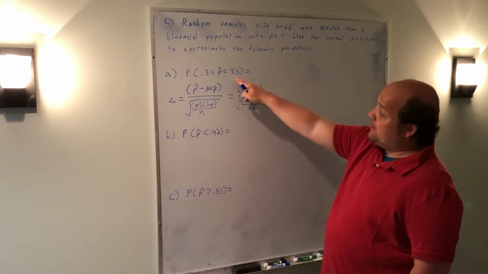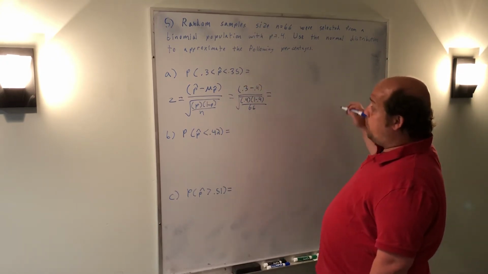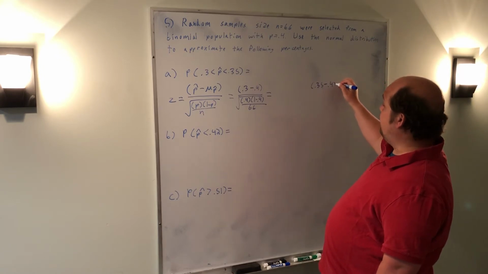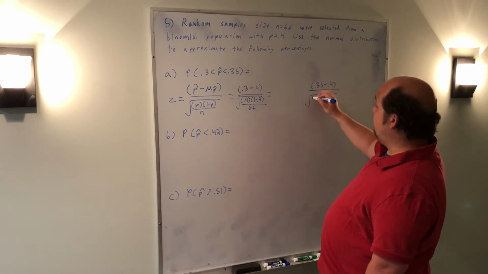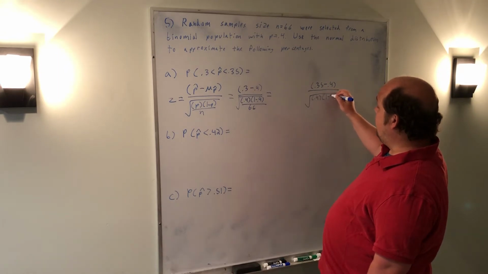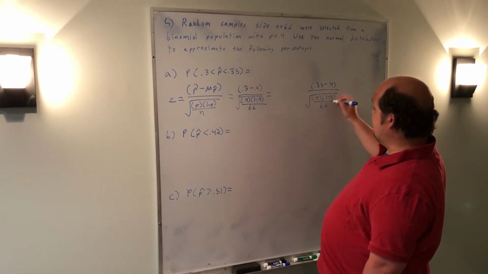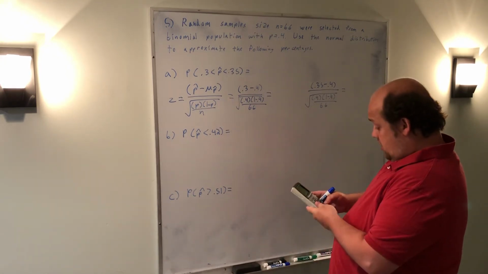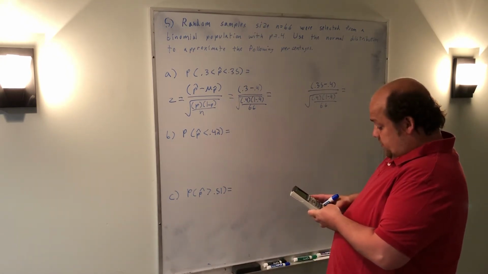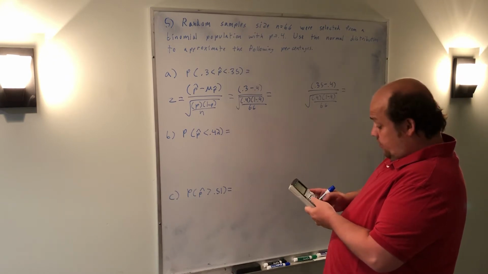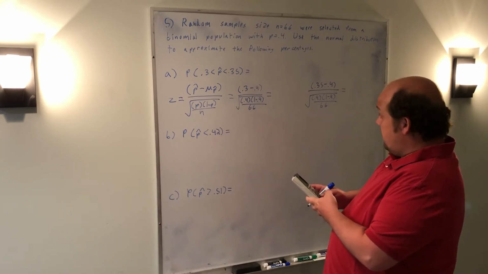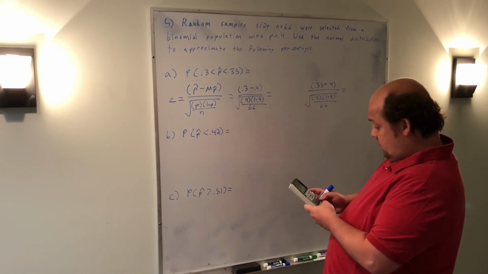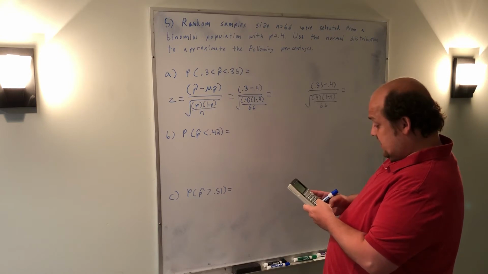At the same time, I'm going to need to calculate a z-score for 0.35. So that's going to be 0.35 minus 0.4 over the root of 0.4, 1 minus 0.4 over 66. When I do the first one, parentheses 0.3 minus 0.4, divided by the root of parentheses 0.4 times parentheses 1 minus 0.4, divided by 66.